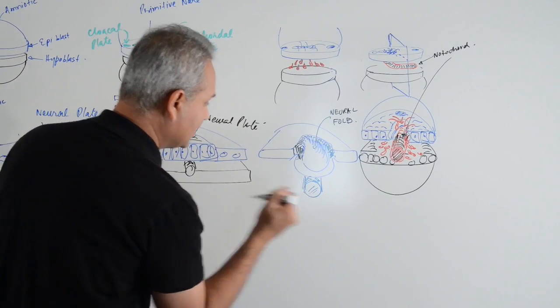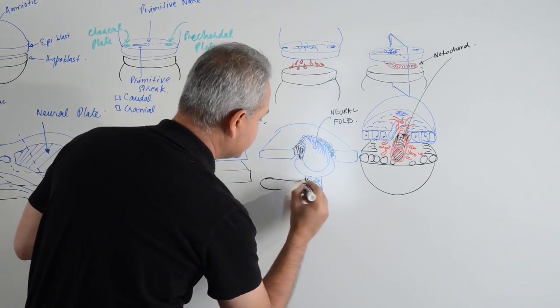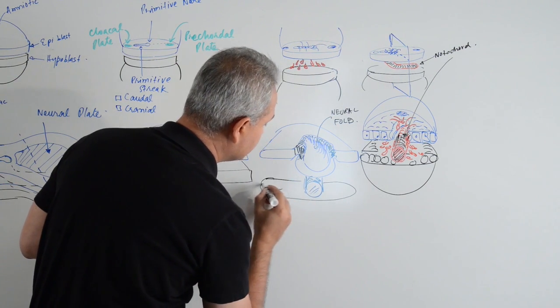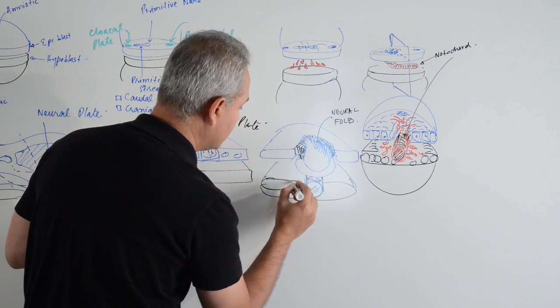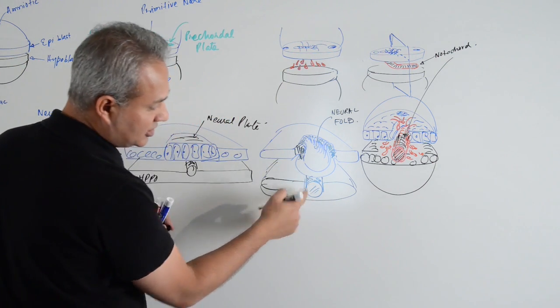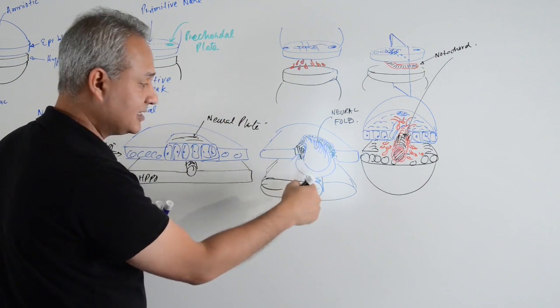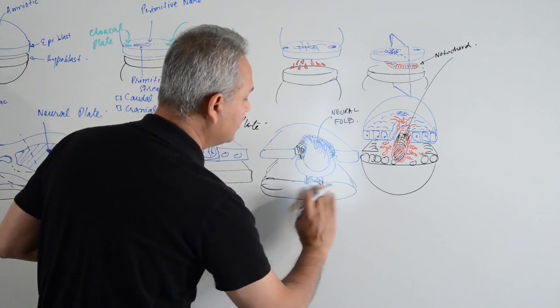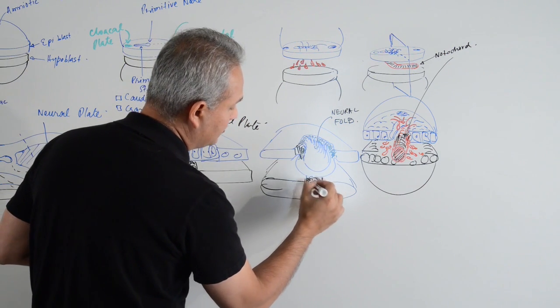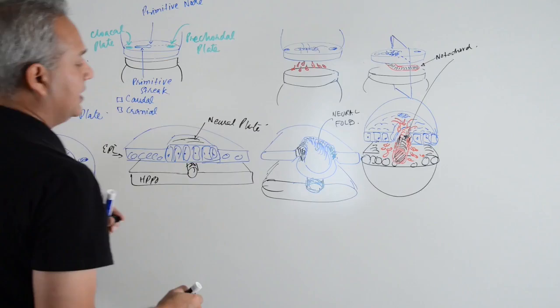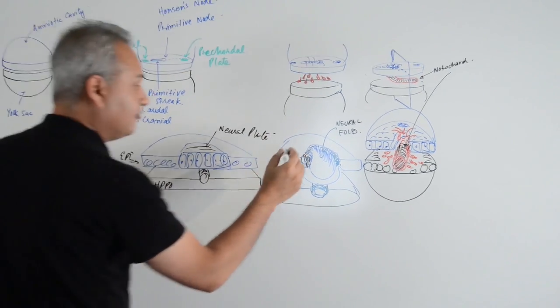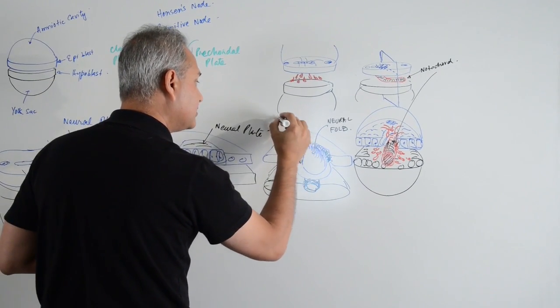So, let me just make the little hypoblast layer here. This was notochord. Notochord seems like it is fused into the hypoblast. That is not the case. Notochord is above, between the epiblast and the hypoblast. Right? So, this is the notochord. So, we have gotten the neural fold, we have gotten the neural crest.